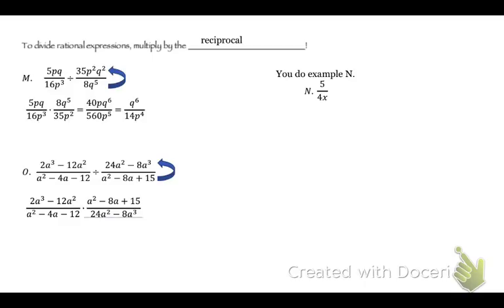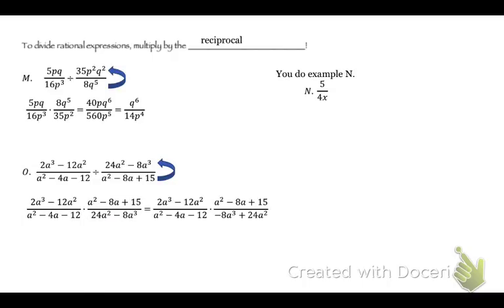Now that right there, that's not in standard form, so put it in standard form. So it's going to be negative 8a cubed plus 24a squared. And now let's factor everything. So it's going to be 2a squared, a minus 6 over a minus 6, a plus 2, and then a minus 3, a minus 5, and negative 8a squared, and a minus 3.